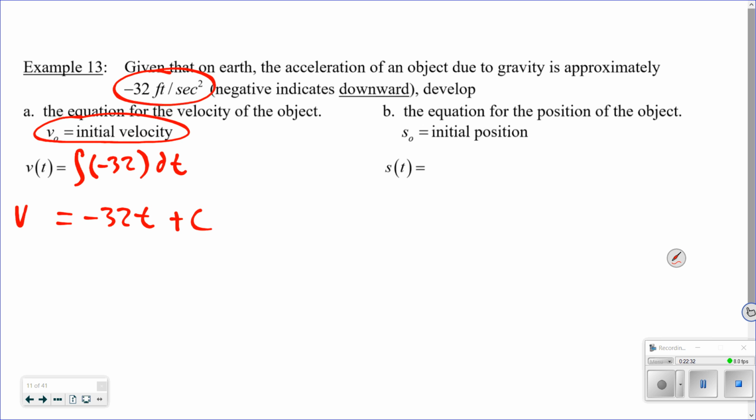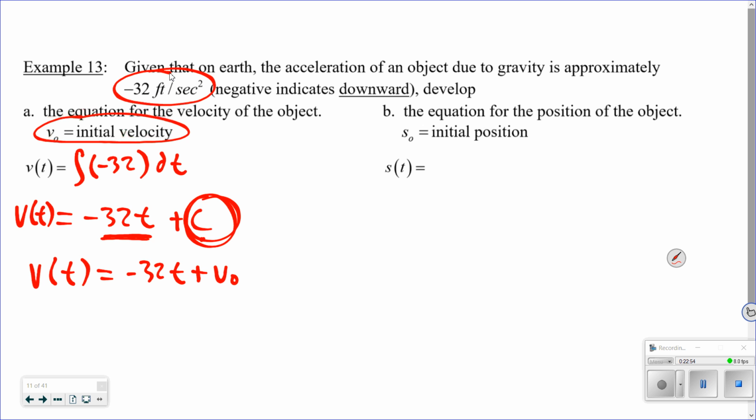So just think for a second. When t is 0, that part's going to come out to be 0. So when I plug 0 in for t, really the velocity is going to equal this number over here. So I'm just going to rewrite it this way. V of t equals negative 32t plus the initial velocity, v0. So this constant really is the initial velocity.